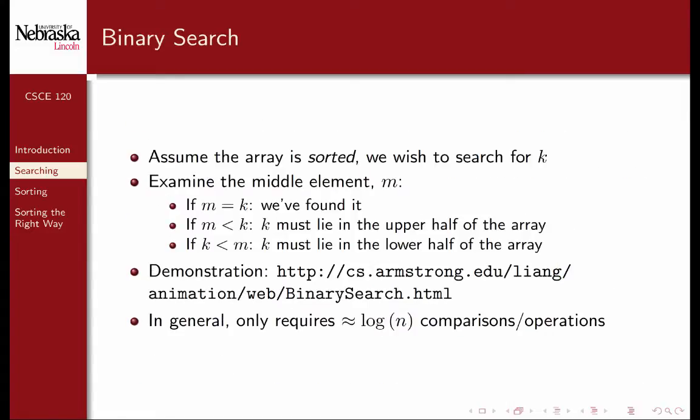Binary search is a little bit different. It makes an assumption about the array, in particular that the array is sorted. Suppose that we want to search for the element k, or the key k. First, we start by examining the middle element, m. If m is equal to k, then we found the element that we're looking for and we stop. Otherwise, if m is less than k, then if k exists in the array, it must lie in the upper half of the array. If k is less than m, then k must lie in the lower half of the array. Let's take a look at an example.